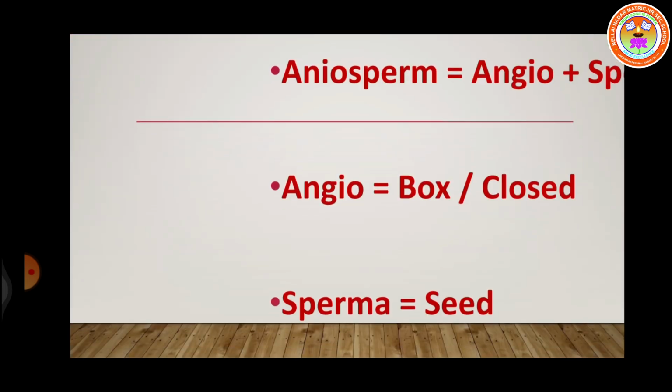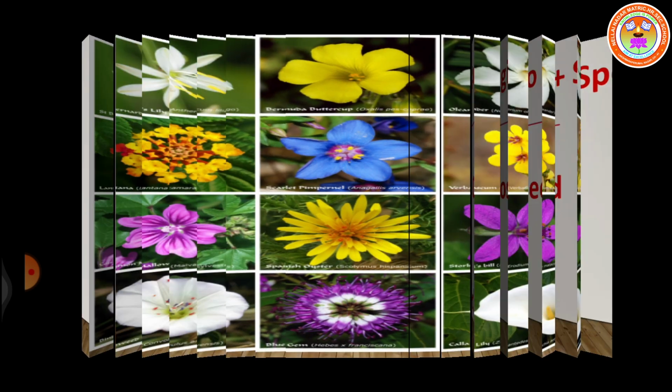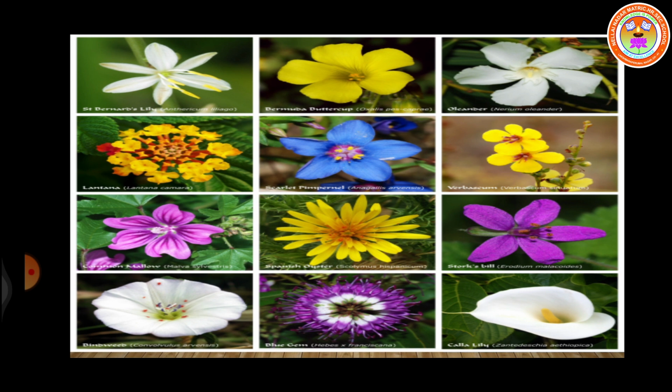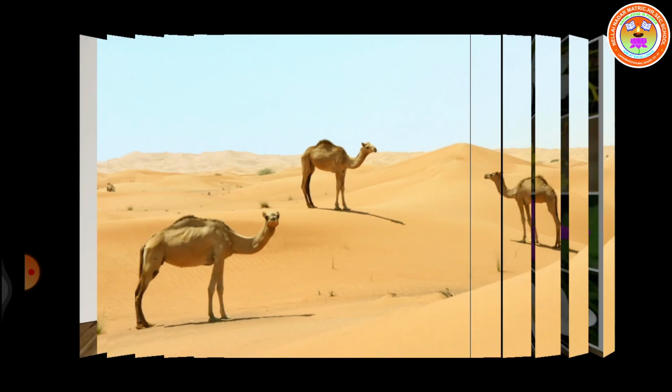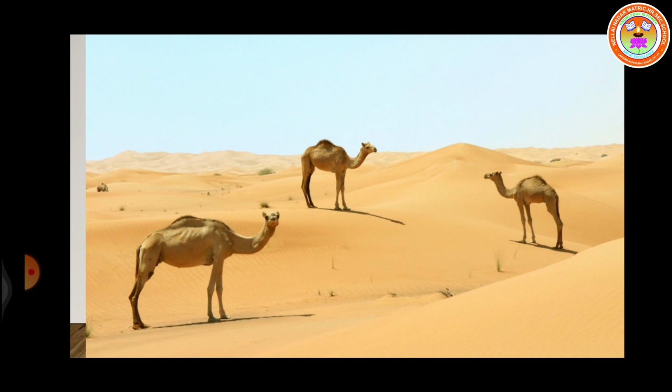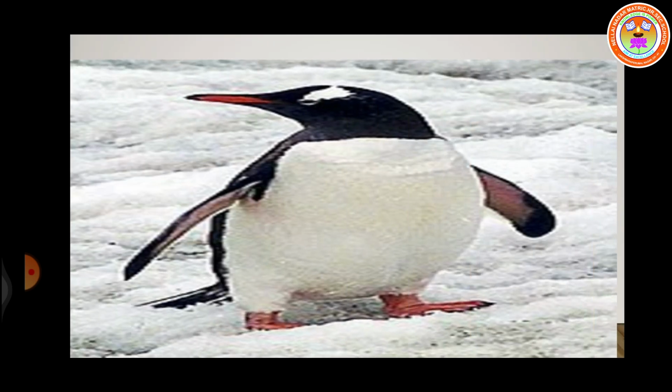The term angiosperm is derived from two Greek words: angio, which means box or closed, and sperma, which means seed. Angiosperms are called flowering plants. In this group, more than 4 lakh living species are found. They occupy every habitat on earth except extreme environments, that is extreme hot and extreme cold conditions.